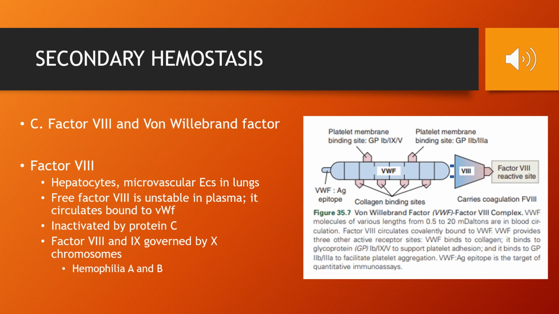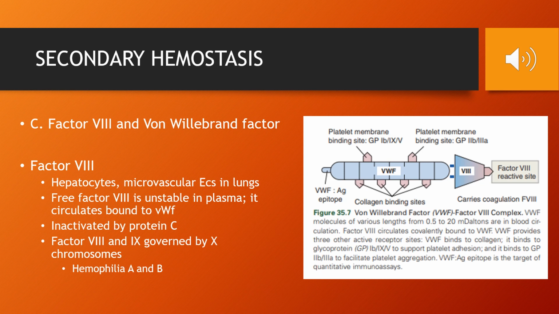Next is factor 8. This has a molecular mass of 260,000 Daltons, and is produced primarily by hepatocytes, but also by microvascular endothelial cells in the lungs. Pre-factor 8 is unstable in plasma, which is why it circulates bound to von Willebrand factor. During coagulation, thrombin is responsible for cleaving factor 8 from von Willebrand factor in order to activate it.